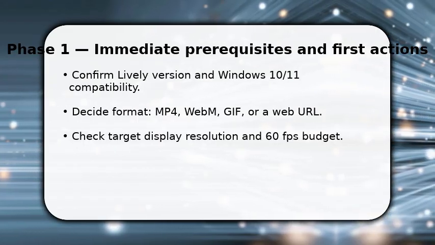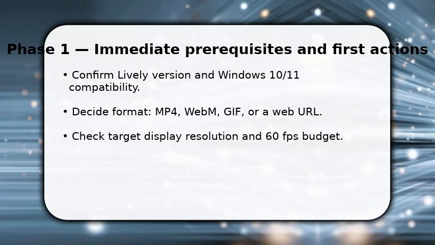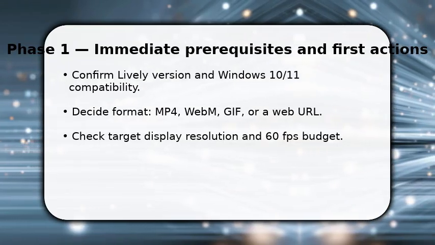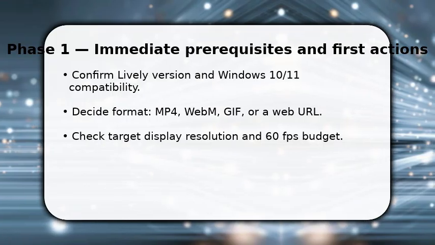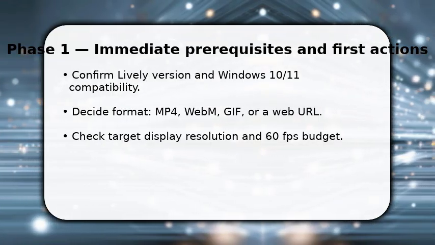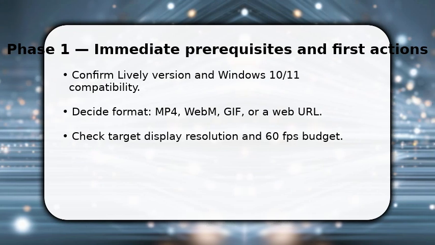Once done, search for packs labeled for desktop use and filter by resolution. Make sure files are at or above your screen size to avoid blurring. Then download one clean sample file to test playback immediately.